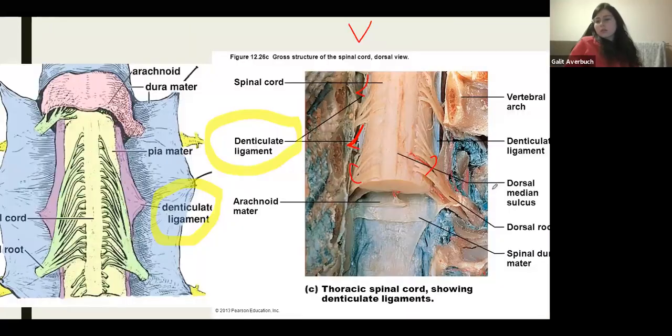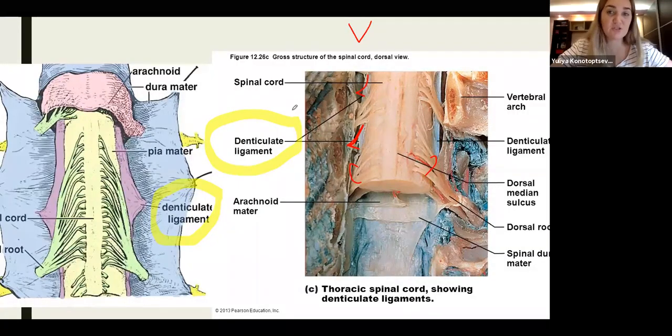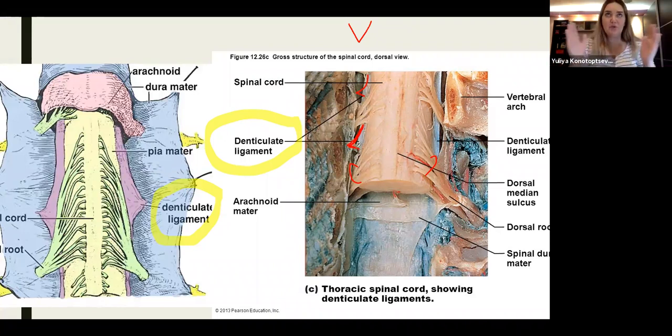Stabilize the spinal cord. Perfect. One of the functions is for stabilization of the spinal cord. These denticulate ligaments sort of keep your spinal cord in place, so it doesn't move much. But there is a second function that Shortzoli loves. Okay, so what is here?